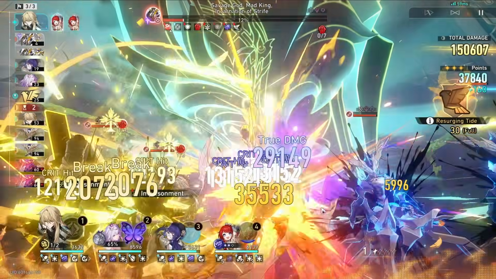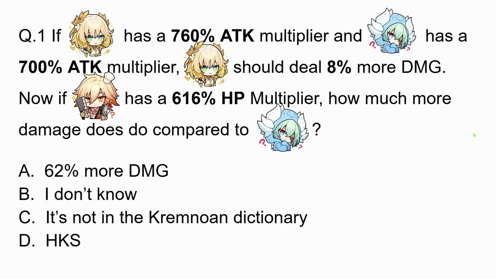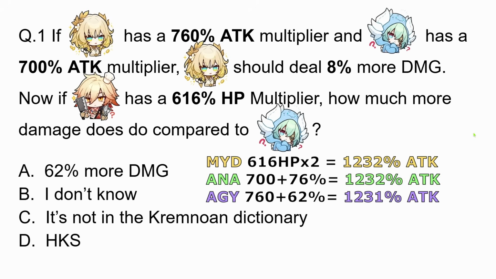Before I get to the end of the video, I do want to answer the pop quiz question that I put in the beginning of the video. Well, knowing what we know now, it turns out that Mydei's attack does 76% more damage than a Noxa. But funny enough, when compared to Aglaya, he actually does 62% more damage.